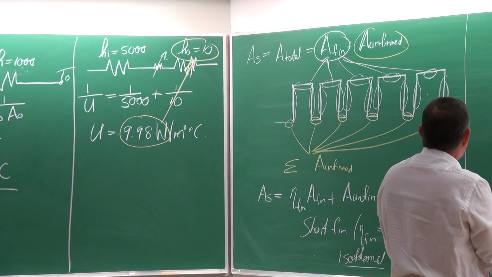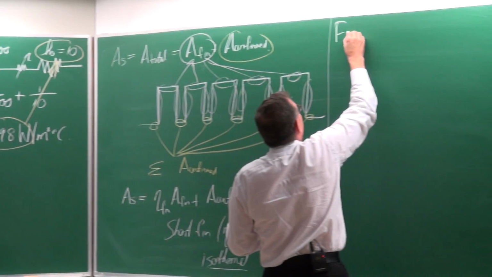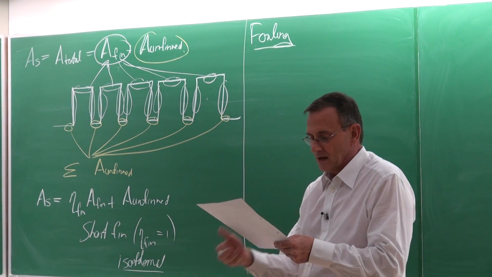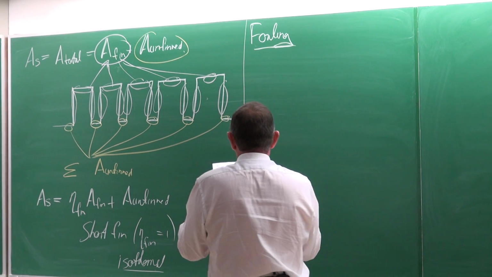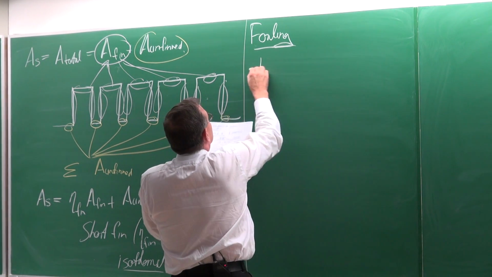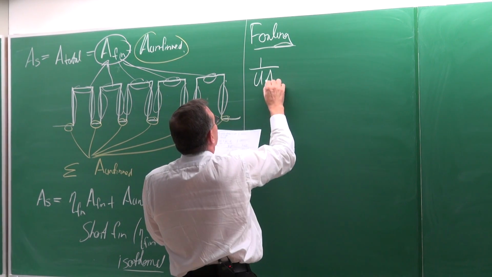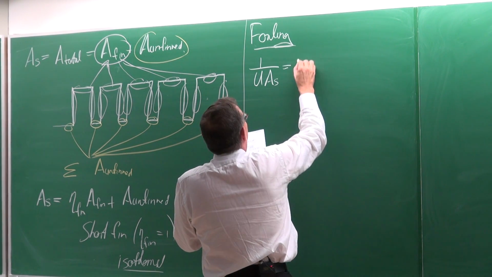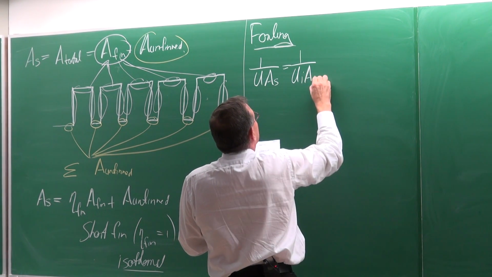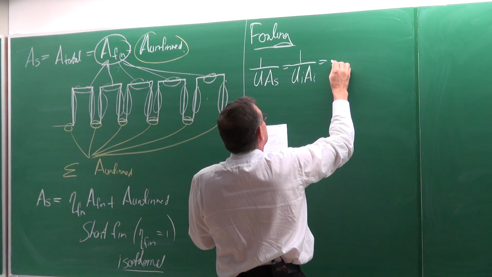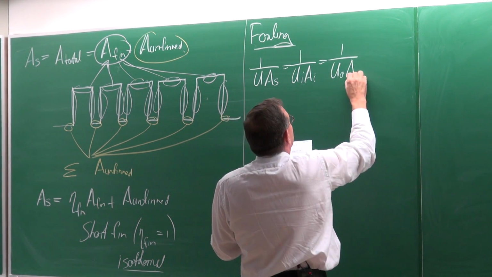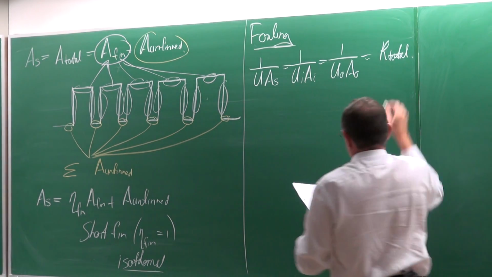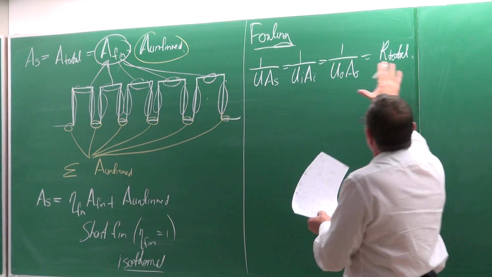The other thing that we need to take into consideration when we look at the overall heat transfer coefficient is fouling. Now the fouling is going to be written as 1 divided by the overall heat transfer coefficient multiplied by the surface area, equal to 1 divided by U on the inside, area on the inside, equal to 1 divided by the U on the outside, the area on the outside, is equal to the total resistance. So we do nothing there.